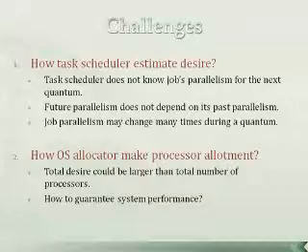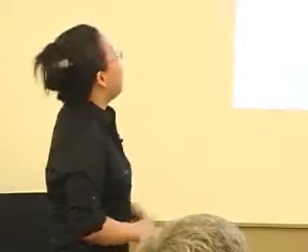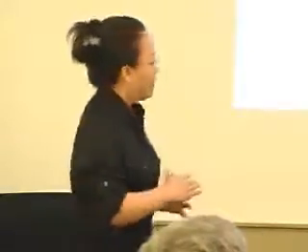So with all of the objectives in mind, what are the key questions for this problem and what are the challenges we face when we develop an adaptive two-level scheduler? There are two parts. In the task scheduler part, how does the task scheduler estimate desire? In a nonclairvoyant context, the task scheduler does not know the job's parallelism for the future. The future parallelism may not depend on its past. Also, job parallelism could change many times during a scheduling quantum. So desire estimation is a hard problem.